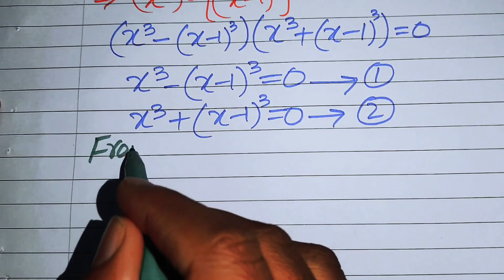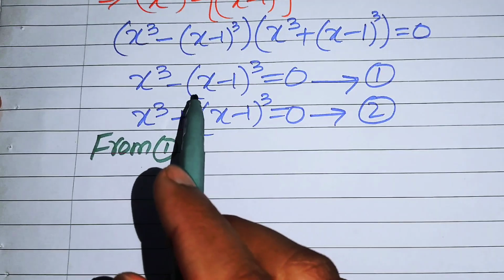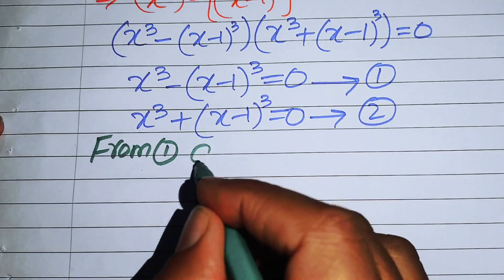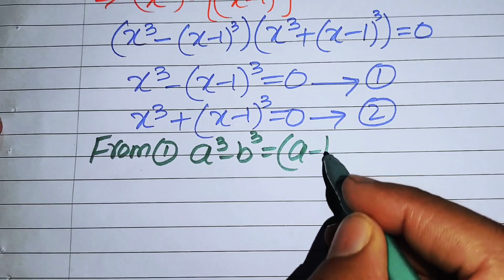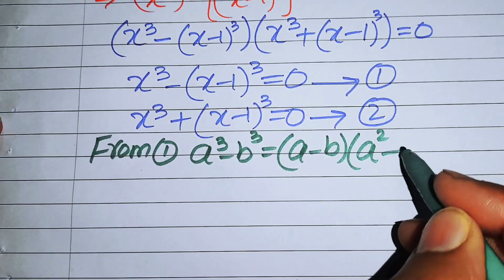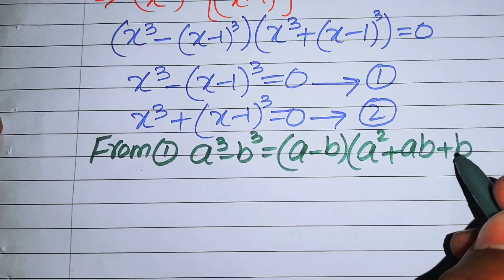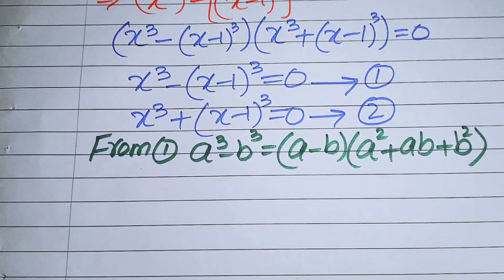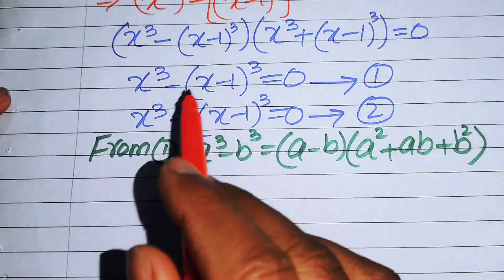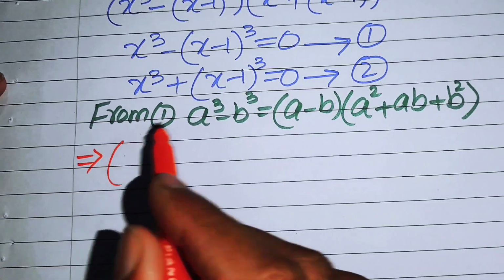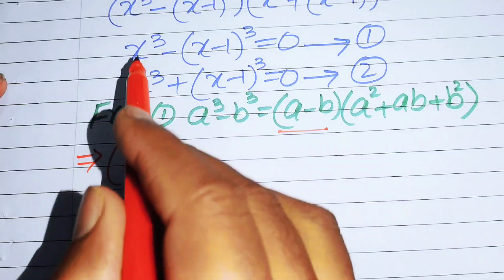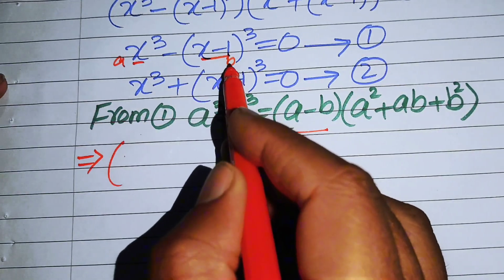In equation number 1, we use the cubic formula. You know that a cubed minus b cubed equals (a minus b) times (a square plus ab plus b square). So this is our cubic formula, and in the second case we use the cubic formula in the positive form. First we use this formula in equation number 1, where the first factor is a minus b, and here our a is x and b is x minus 1.